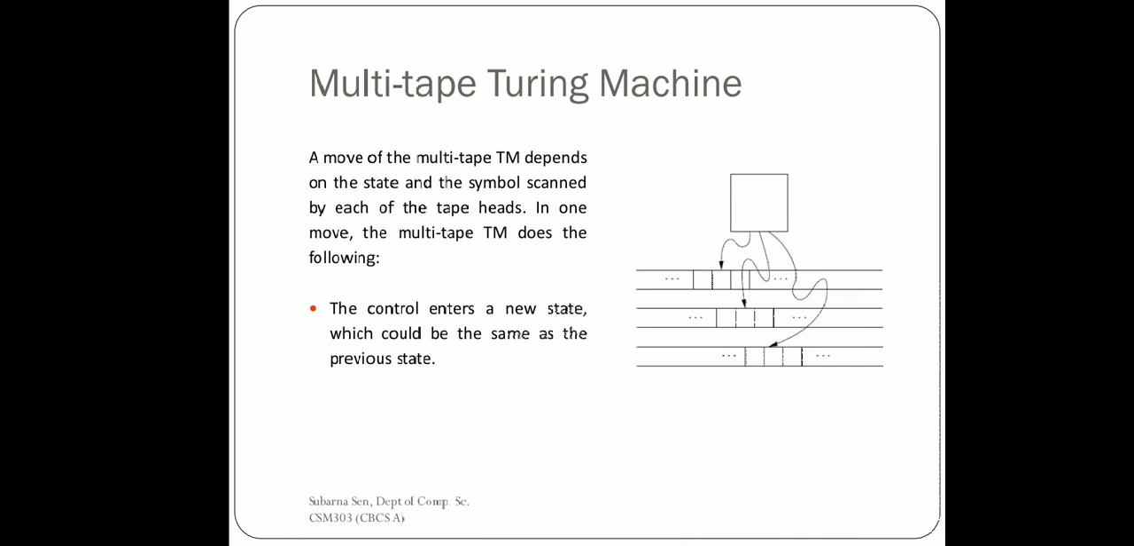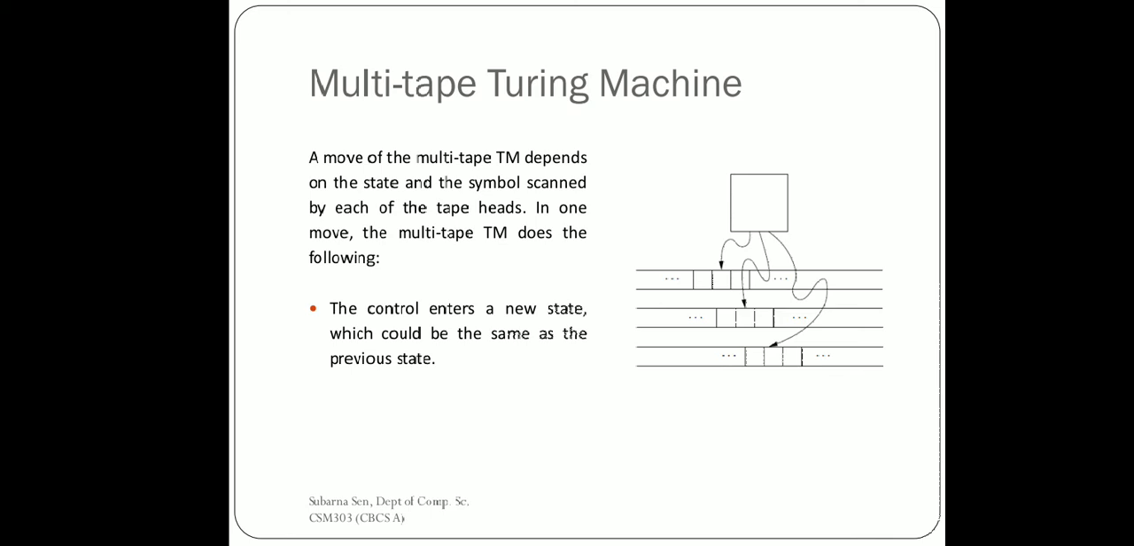We are not considering that, but for the first tape, since the first tape includes all the input symbols which we are processing, the tape head should be considered, which means we have to consider where the tape head is located, right? So a move of the multi-tape TM depends on the state and the symbol scanned by each of the tape heads. Obviously, at the beginning, all the tapes other than the first tape consist of blank symbols only.